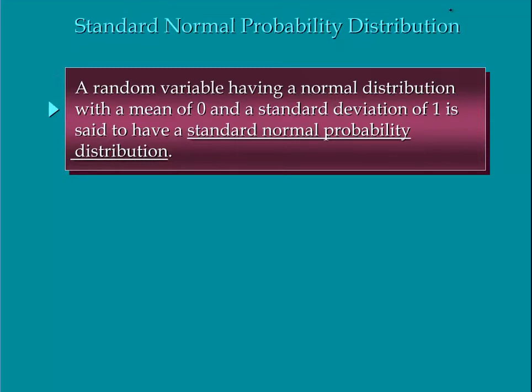So a random variable having a normal distribution with a mean of 0, I'm just going to write this down here, mu equals 0, and a standard deviation of 1, sigma is equal to 1, is said to have a standard normal distribution. So actually we might write this as follows. I'm going to start introducing this notation. I haven't really introduced it yet.